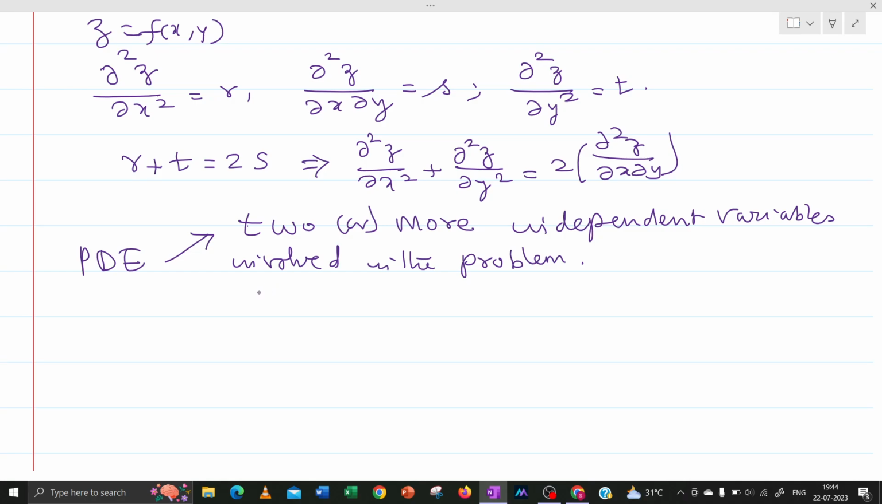Generally, sometimes there is a heat transfer problem. Heat transfer is denoted by U, and U is a function of x comma t. It depends upon the two variables x and t. So usually it depends on time t, and we can take some other space variables.